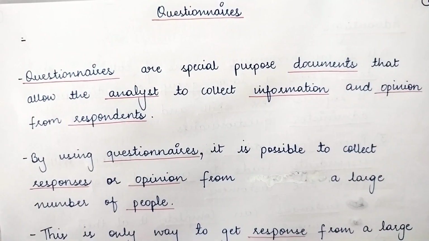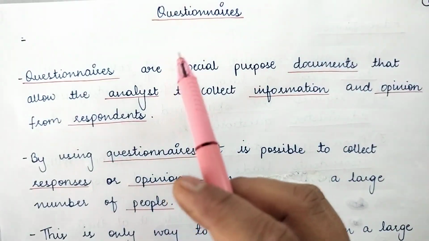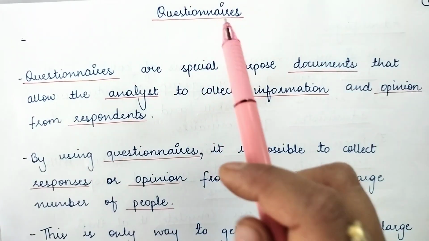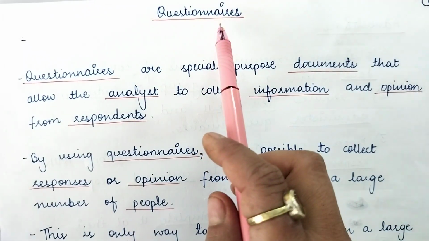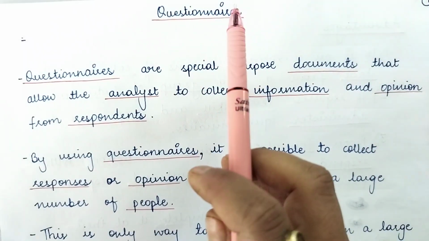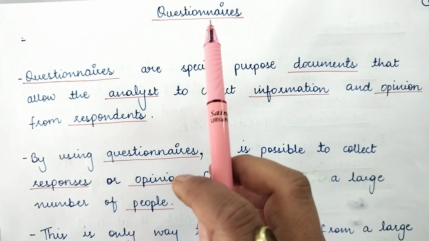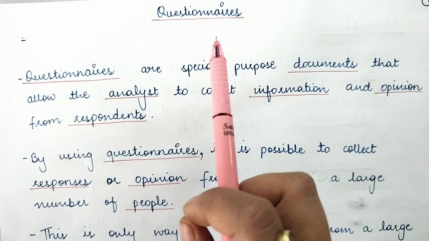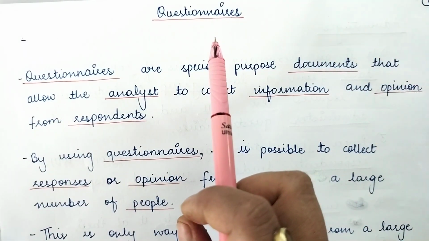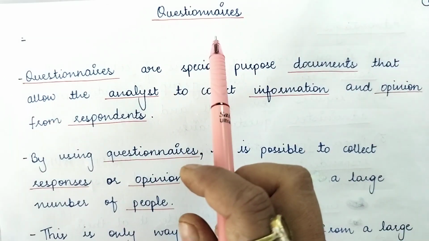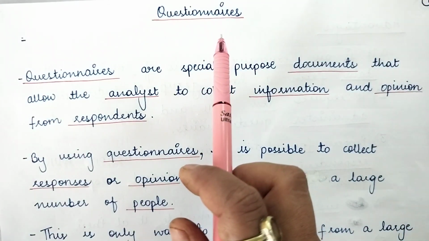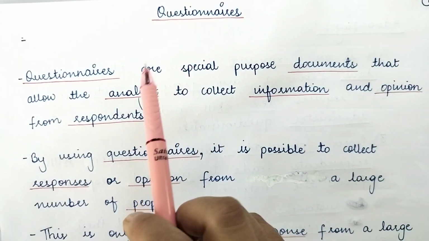Hi everyone. Today we are going to study another type of fact-finding technique, which is questionnaires. Before this, we have studied three different types of fact-finding techniques, which are personal interviews, group discussions and site visits. Now, today we will study questionnaires as a fact-finding technique.